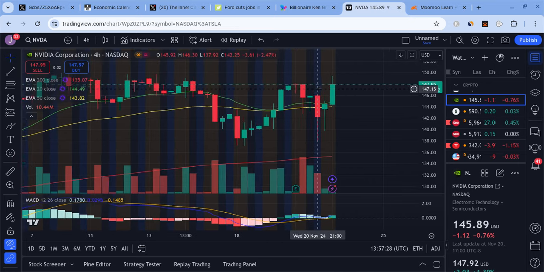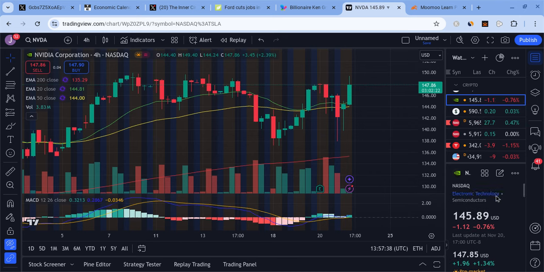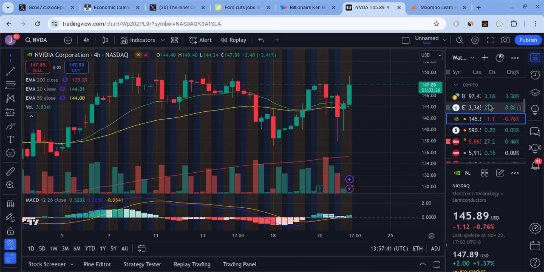We'll have to see if Nvidia could surpass 148. If it does, we're looking for an attempt to get up to 150. Overall, this looks bullish. Well, let's just see if this could break 148. Nvidia is doing a good job. We're back in the green, and we're looking to see if we could surpass all-time highs.